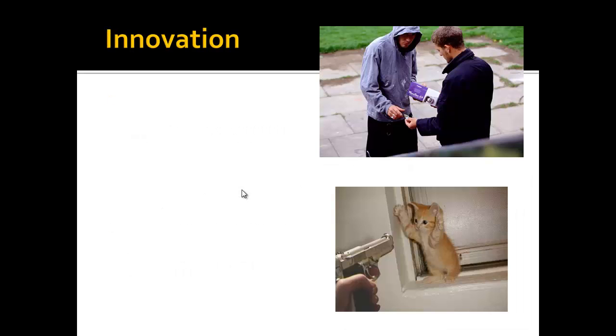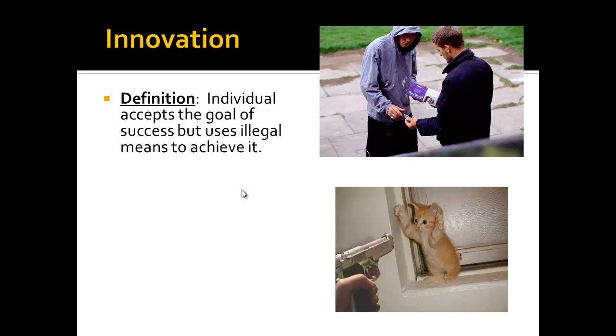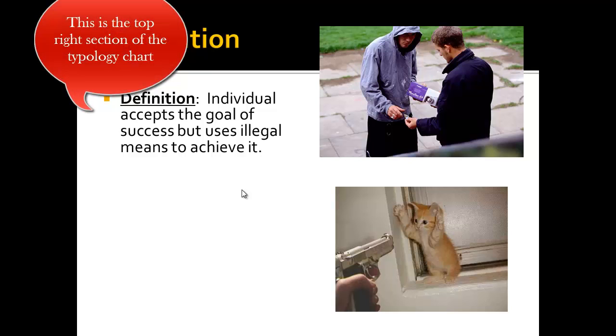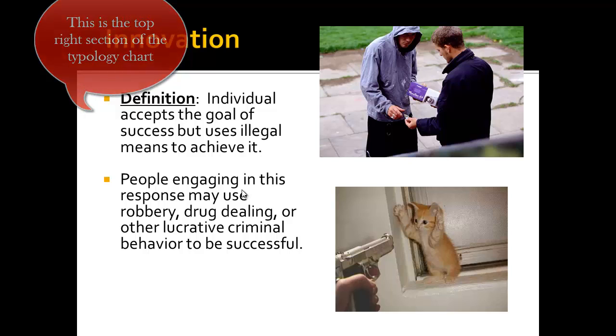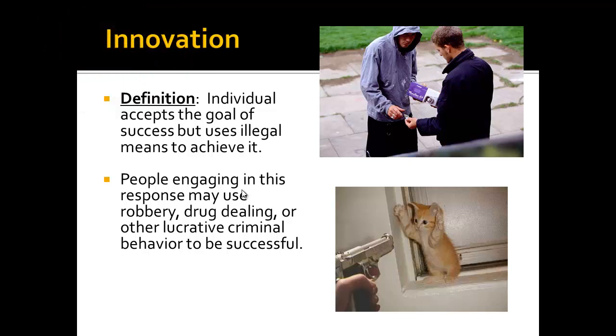The most common type of deviant behavior we see, though, is called innovation. This is when someone still wants to achieve the goal, but they don't want to go through the appropriate means to get it, our socially accepted means of getting there. The best examples that we can think of are robbers, drug dealers, or any other criminal behavior that gets you money. You could also think of this in school as someone who cheats on a test.